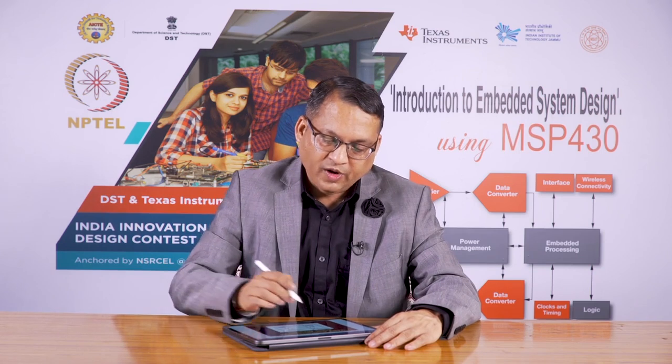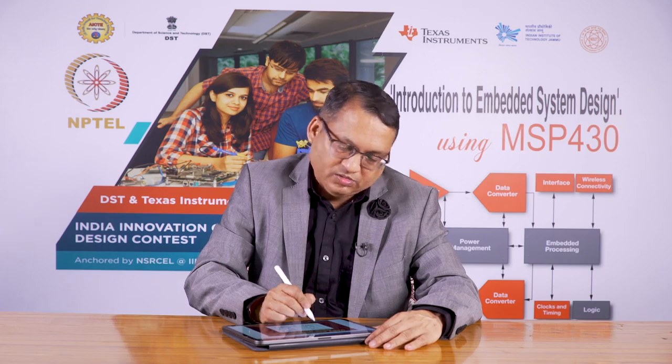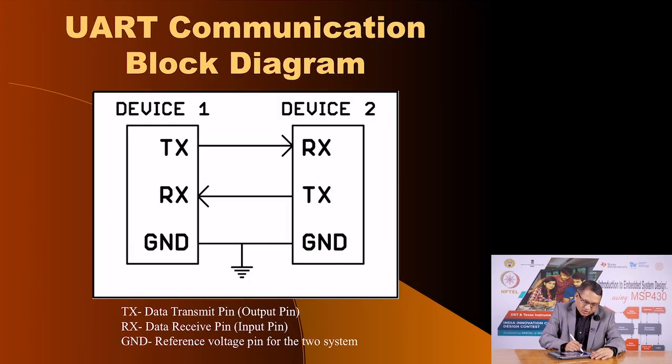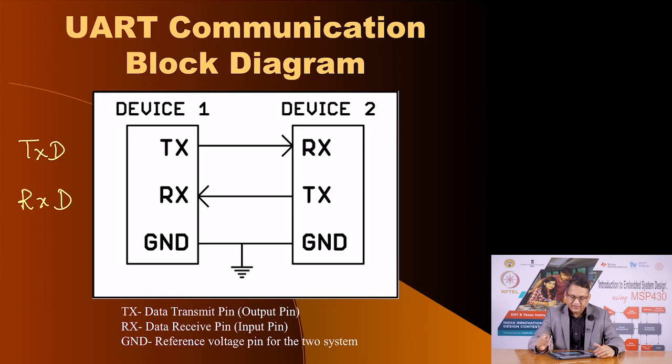Now, the basic block diagram of communication between two devices is illustrated in this diagram. You have device 1 and you have device 2. The 2 pins of serial communication are called TX, or oftentimes TXD, and the other pin for receiving is called RXD. So, you have to connect the transmitting pin to the receiving pin of the second device and vice versa, and of course, you need a common ground connection. So, these are the minimum 3 pins that are required for communicating between two devices.